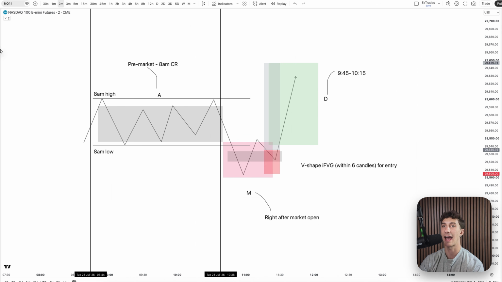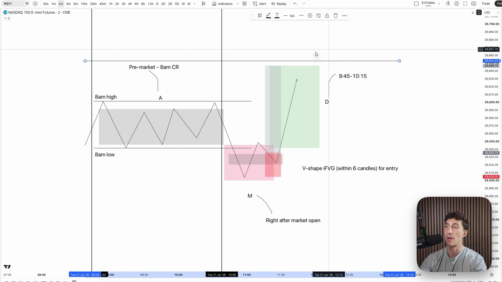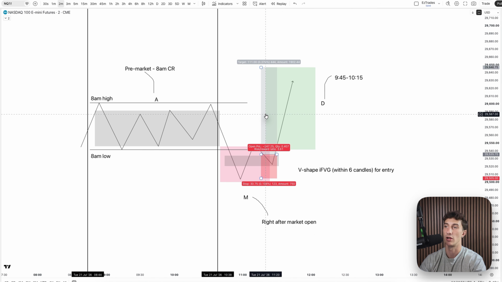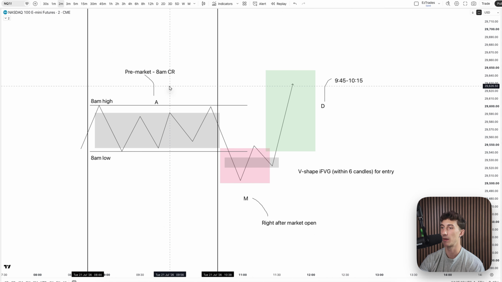For entry. Finally, after that V-shape inversion, when we enter the trade, we would simply hold the trade back to the 8 a.m. highs or higher. Maybe this is a previous session high or low or an equal high. We can target that as our draw on liquidity. So now we have defined things a little bit more clearly here.